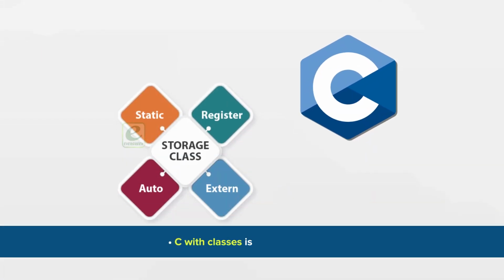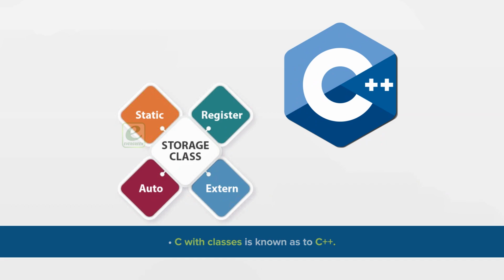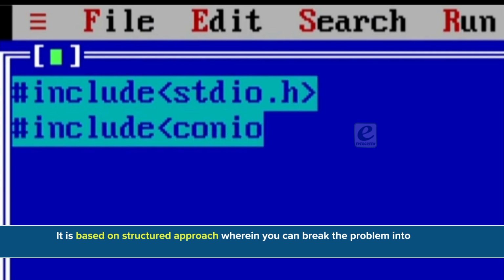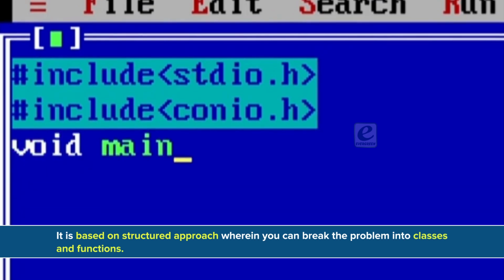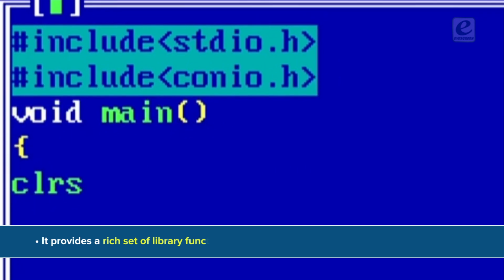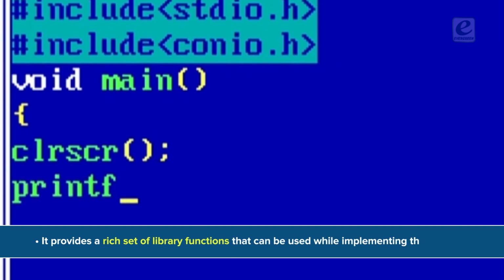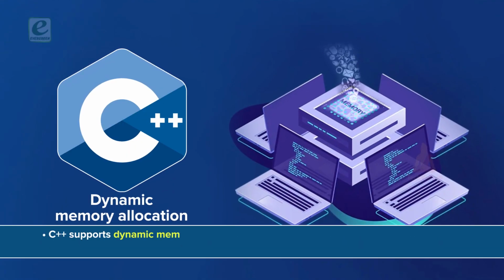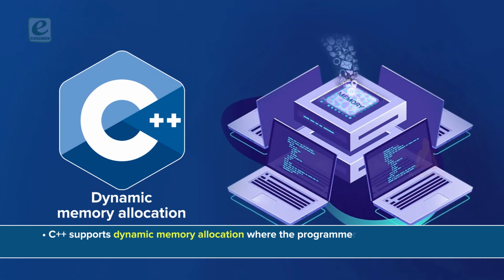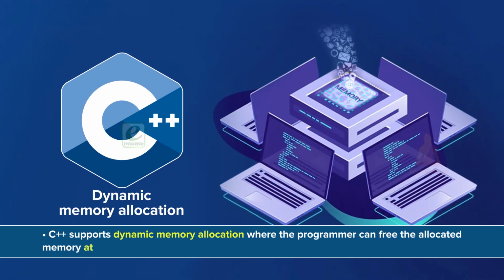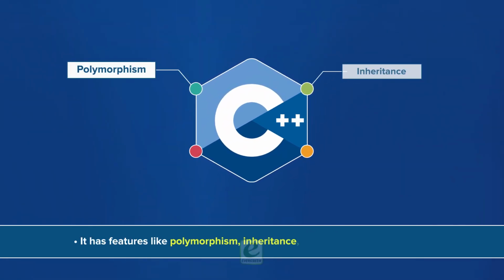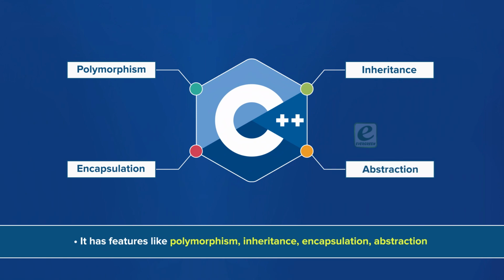C++. C with classes is known as C++. It is based on a structured approach, wherein you can break the problem into classes and functions. It provides a rich set of library functions that can be used while implementing the solution. C++ supports dynamic memory allocation, where the programmer can free the allocated memory at any time. It has features like polymorphism, inheritance, encapsulation, and abstraction.